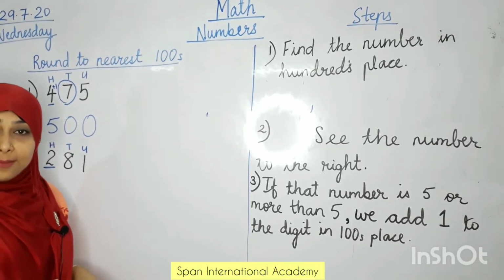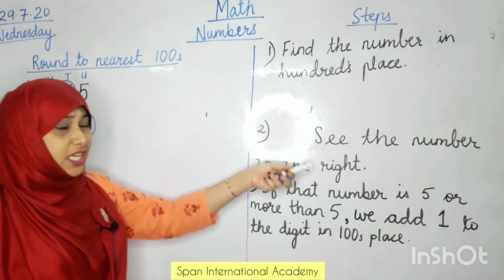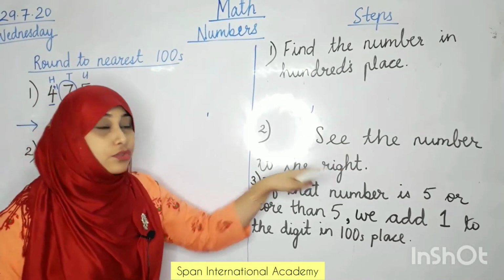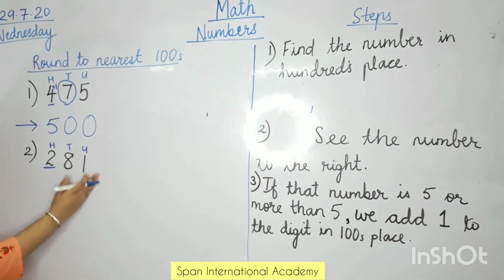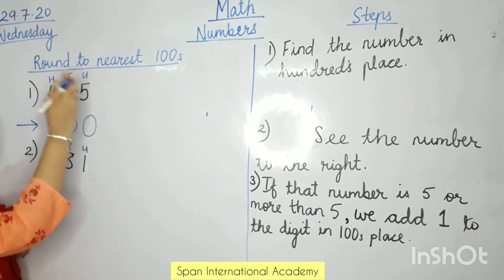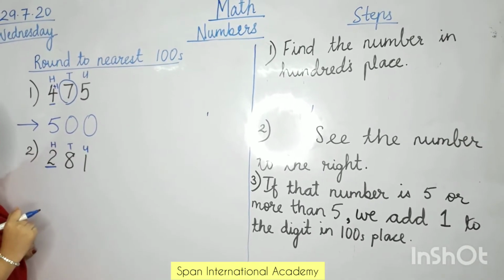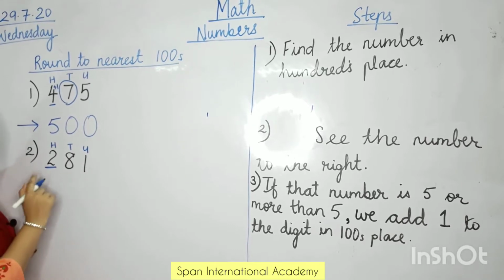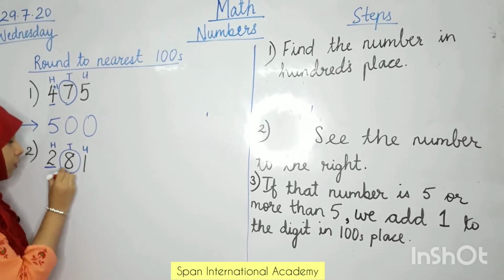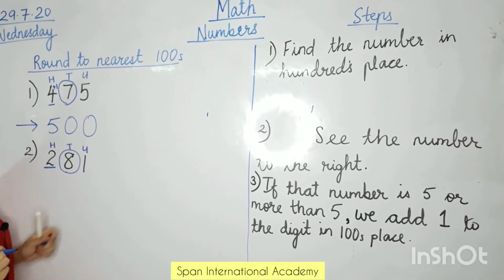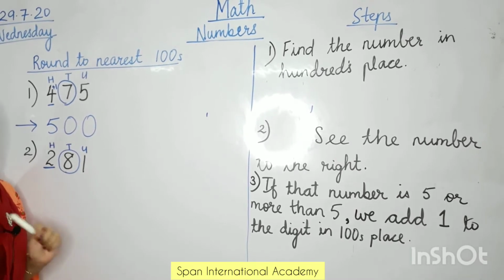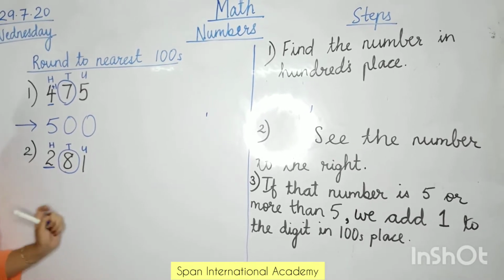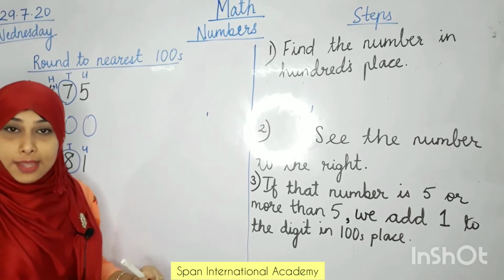Come to the second step. It tells see the number to the right. And which number is to the right of number 2? Yes, it is 8. Very good. Now 2 steps are complete. We have found the correct numbers. Come to the third step.